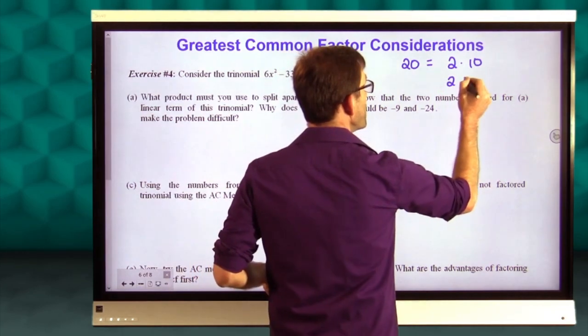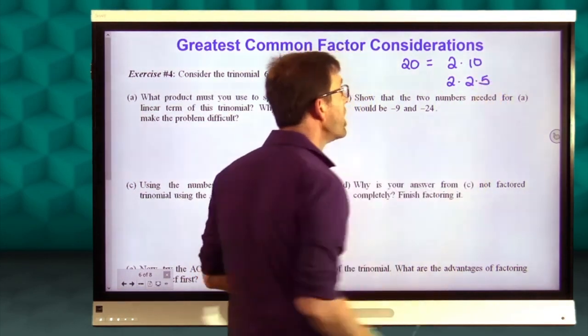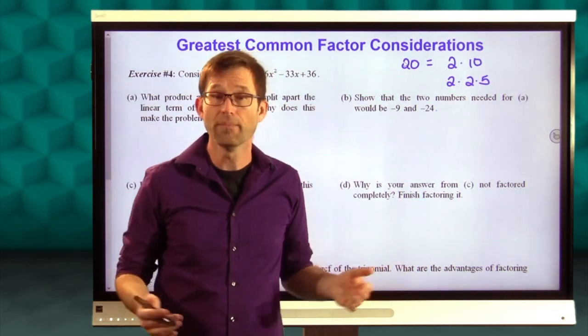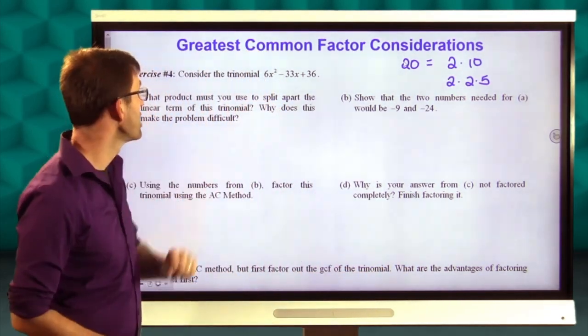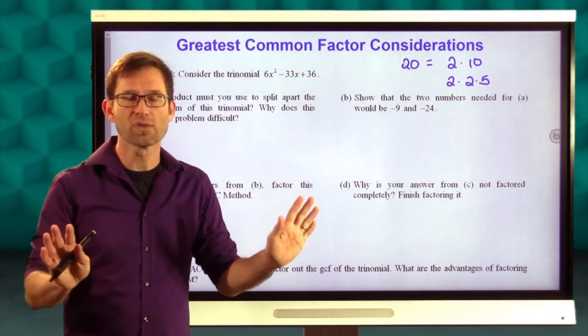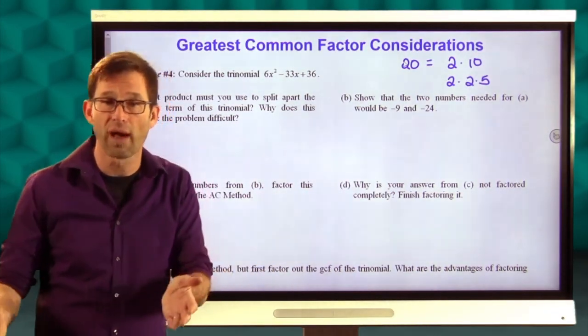So then if you did 2 times 2 times 5, that would now be 20 factored completely, right? So now, let's take a look at this. Consider the trinomial 6x squared minus 33x plus 36. Letter A says, what product must you use to split apart the linear term in this trinomial? Why does this make the problem difficult? So again, just what would be the product you'd have to work with?